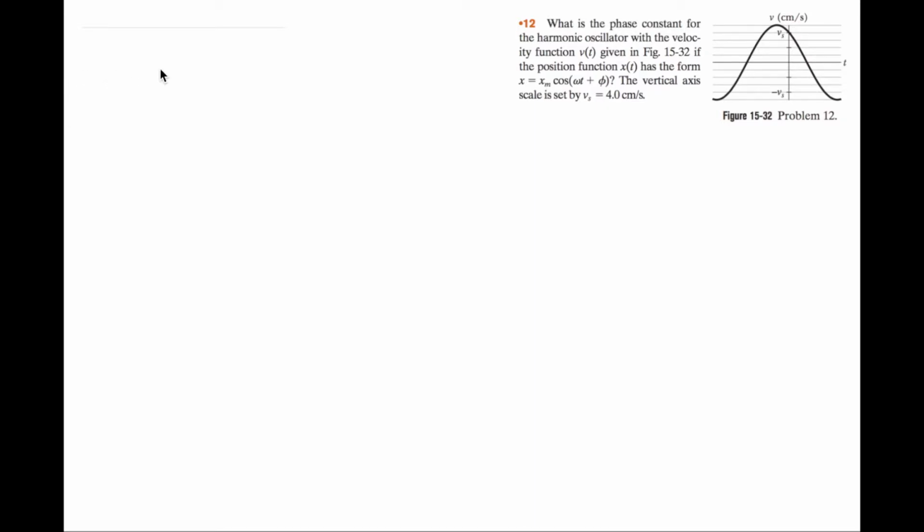So, because this is a velocity as a function of time graph, and we're given the formula for position as a function of time, we know that the velocity is the derivative of position. So, we can do v of t is equal to negative omega xm times the sine of omega t plus phi. The derivative of cos is negative sine, and you just bring out the omega.